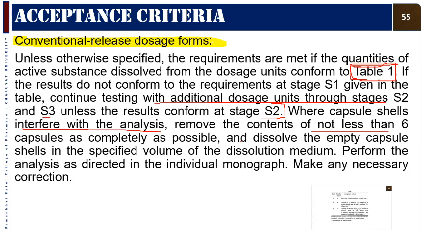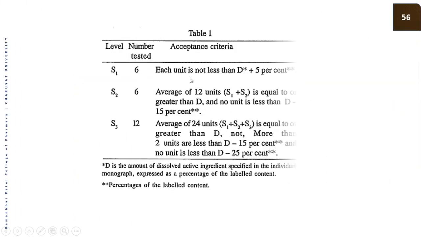Now let's move to Table 1. What is Table 1? This table summarizes the exact acceptance criteria for the conventional dosage form. In stage 1, let's say we start with 6 units of our dosage form, either tablet, capsule or other solid dosage form. In stage 1 we start with 6 units, and the acceptance criterion is that each unit is not less than D plus 5%.